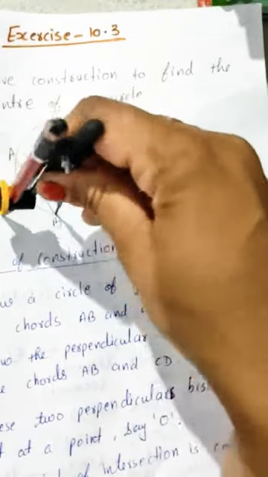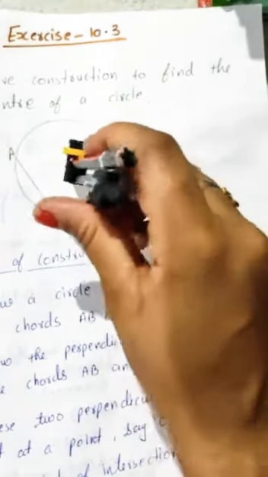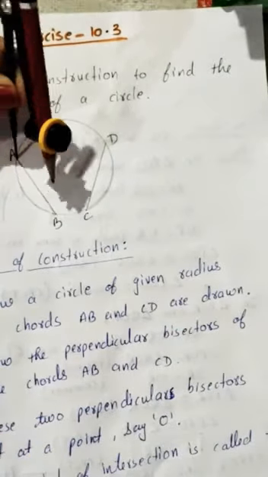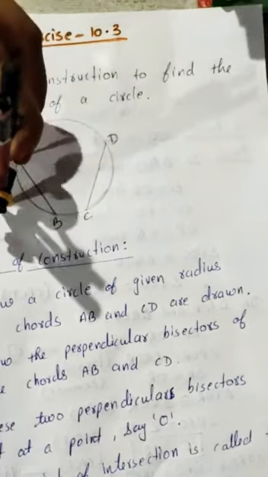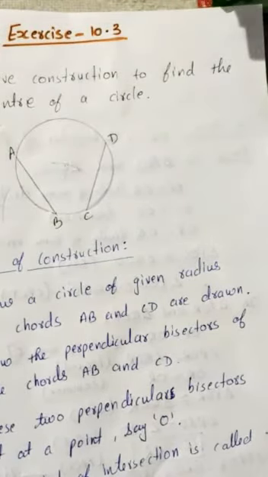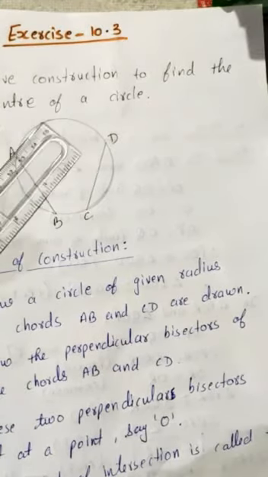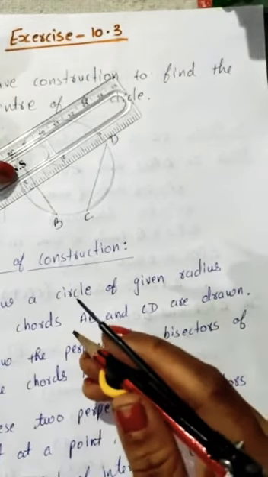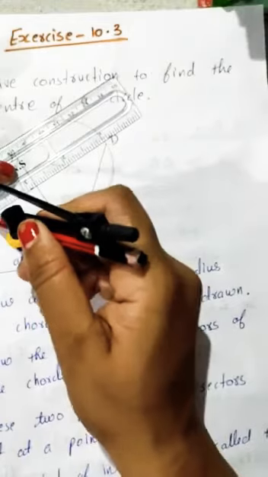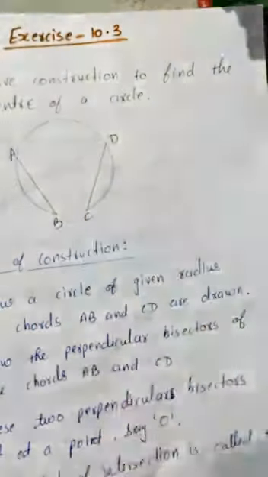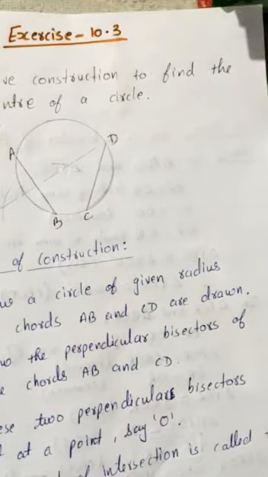You have to mark an arc over here and one arc over here, and then without changing the radius from the other side also you have to mark the arc. As you can see we have drawn two arcs. Now we are going to draw the perpendicular bisector. You have to join these two, so you can just join them using the dotted line. So this is the first perpendicular bisector. This is the perpendicular bisector of AB.